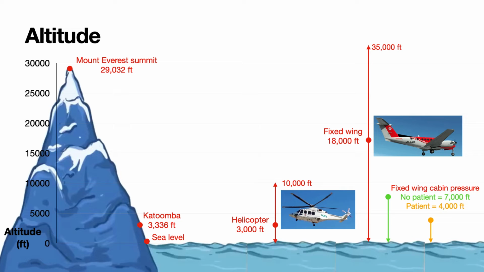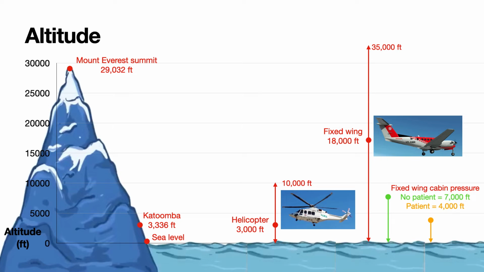But the rules for the King Air are that when there's a patient on board, the cabin must be pressurised to 4,000 feet. When there's no patient on board, so when we're going out to a job, then the cabin has to be pressurised to 7,000 feet. Now to pressurise the cabin to 4,000 feet, the aircraft can be no higher than 21,000 feet in absolute altitude, and that's because the pressure differential can't be too great.